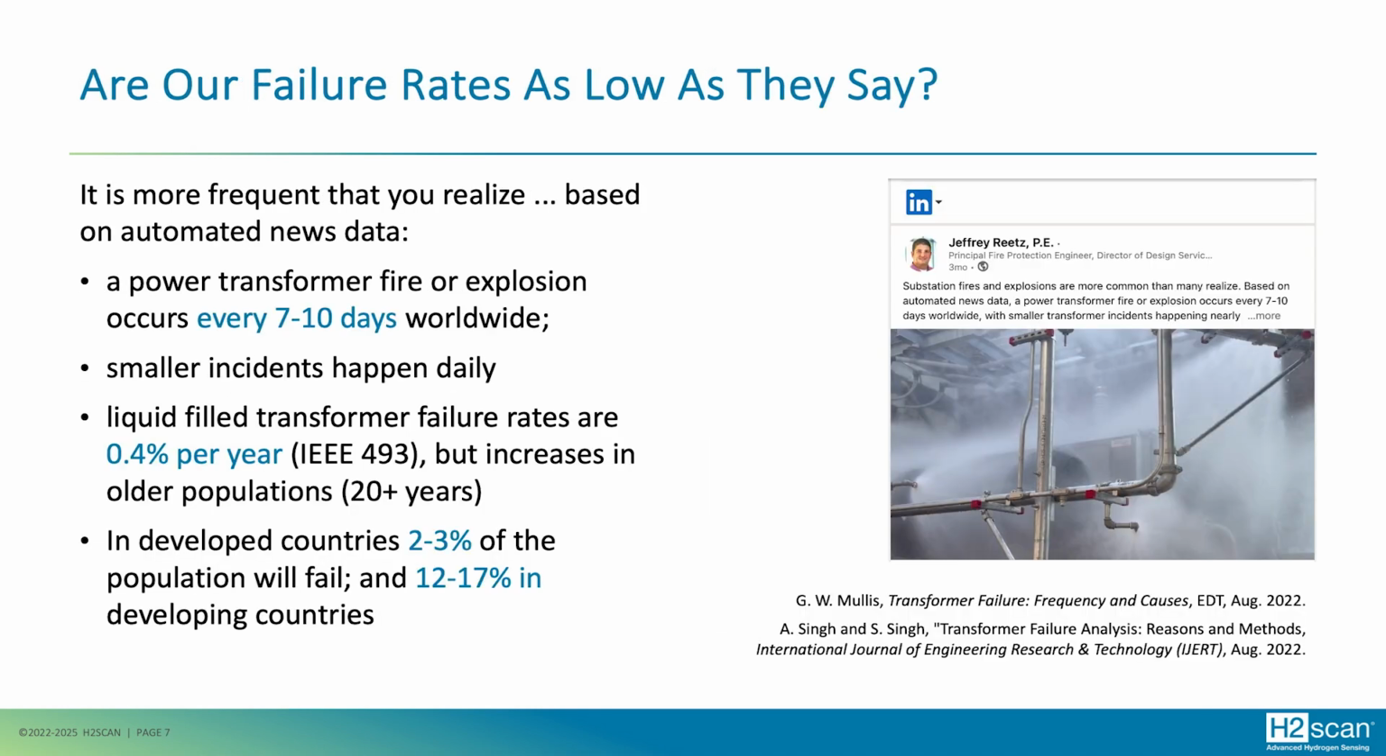So I said one of the most common things is, our transformer failure rates are not high. I've probably heard it from 95 to 99% of the people I've spoken to. And the truth is, it's more frequent than you realize. I went to the internet because they know everything on the internet, and I found a few key articles. The one on the right from Jeffrey Reitz was really insightful reading, because the automated news data will find that a power transformer fire or an explosion occurs every 7 to 10 days. Now, that's not a transformer failure.